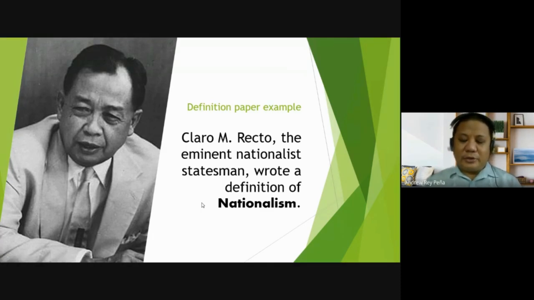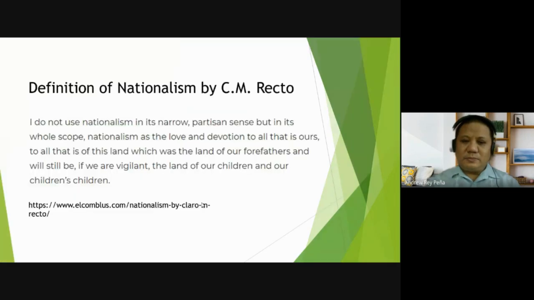Claro M. Recto, the eminent national statesman, wrote a definition of nationalism. Okay, here's the definition of nationalism by Claro M. Recto. I do not use nationalism in its narrow partisan sense, but in its whole scope. Nationalism is the love and devotion to all that is ours, to all that is of this land, which was the land of our forefathers and will still be, if we are vigilant, the land of our children and our children's children.